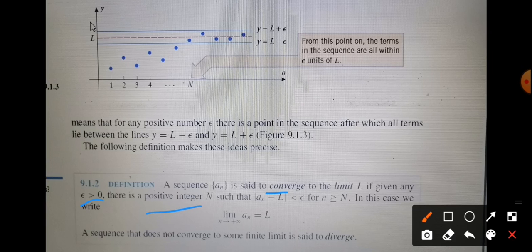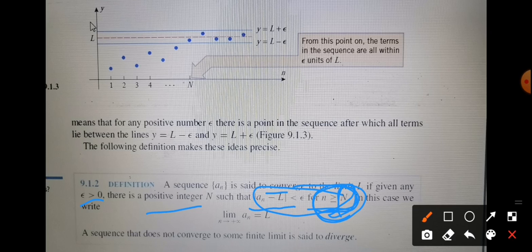So there is a positive integer N such that the condition holds that |a_n minus L| is less than epsilon for n greater than or equal to N. What does this statement mean? That after a particular term, for example this capital N is equal to 4, that is, after the fourth term, n greater than or equal to N, the terms of the sequence are getting closer and closer to a particular number which is L.